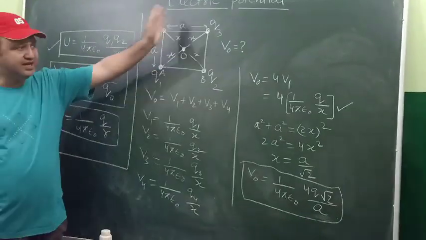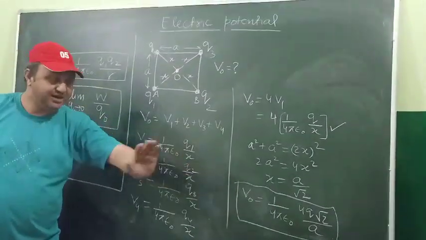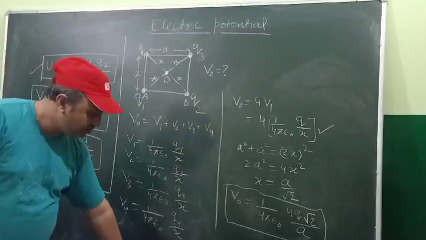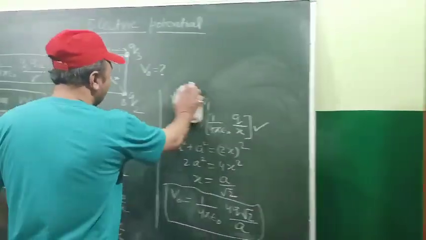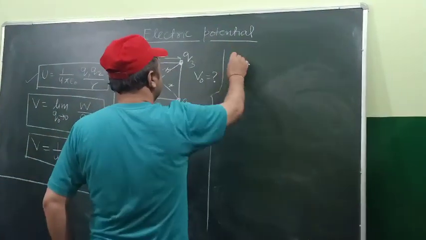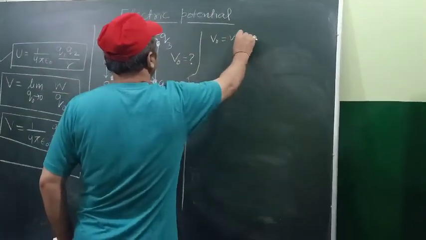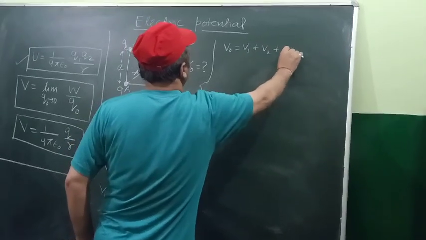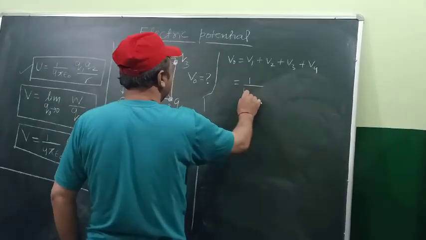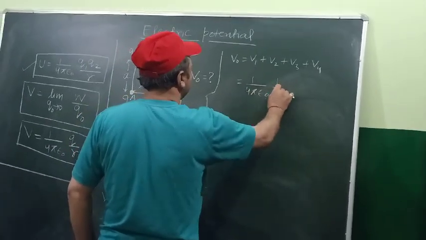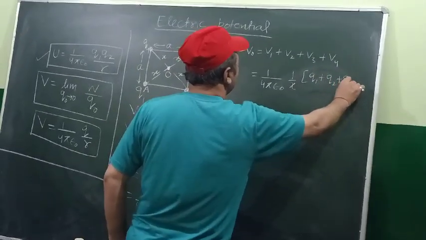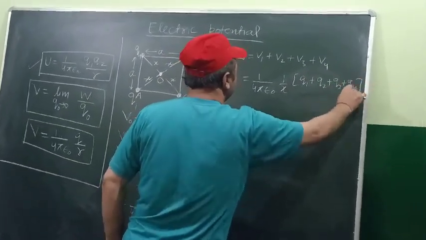So if all the charges are equal, the problem can be solved like that. But in case the charges are unequal, we have 4 different values and we have to add them to determine the overall potential. So overall potential at O will be equal to V1 plus V2 plus V3 plus V4. Now there are a few terms common, so let me put them outside, and that is Q1 plus Q2 plus Q3 plus Q4.